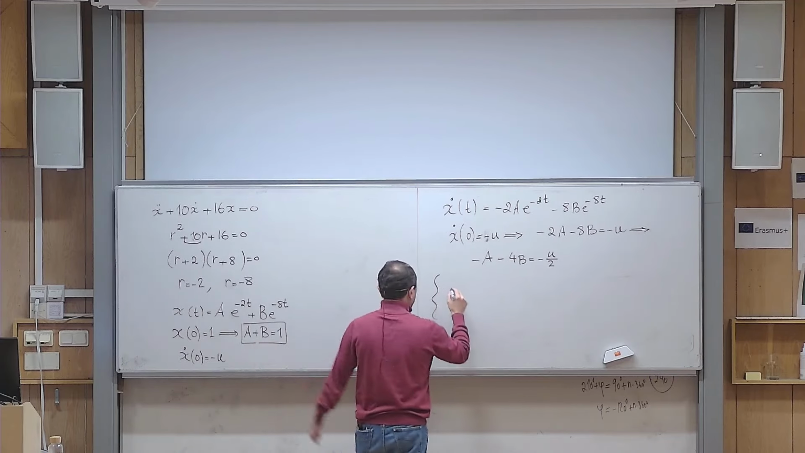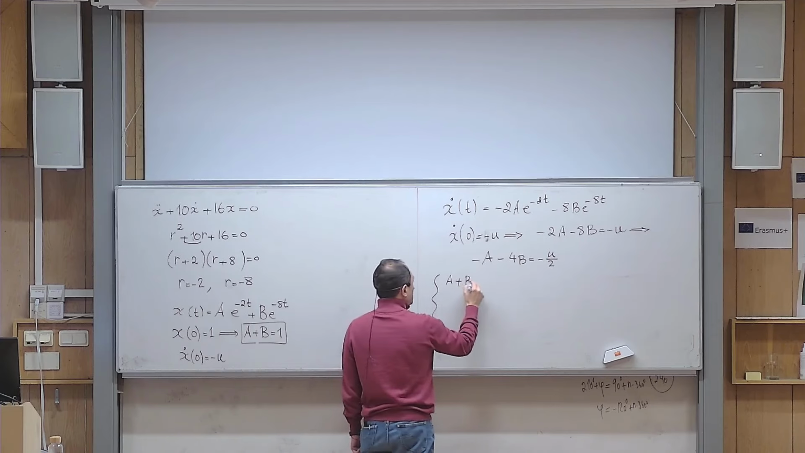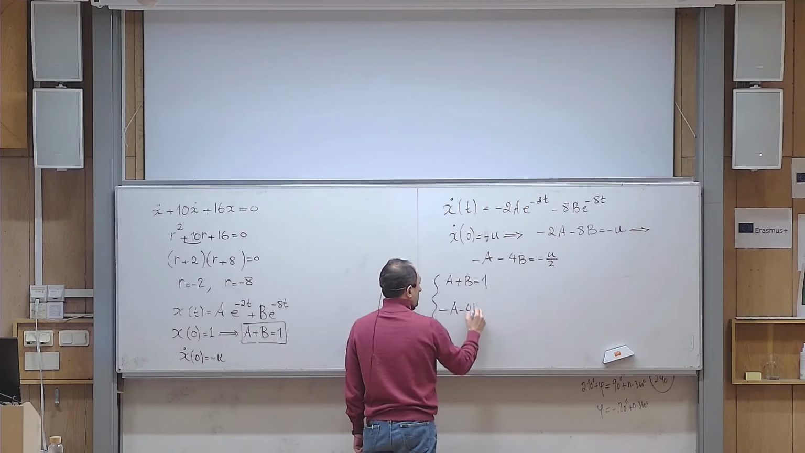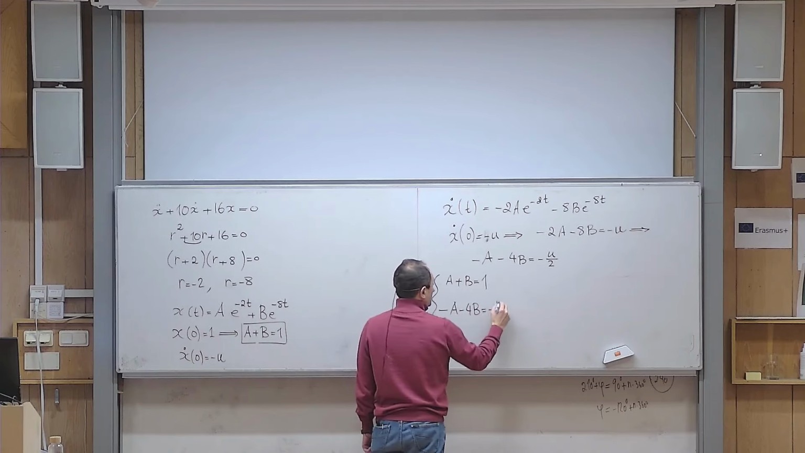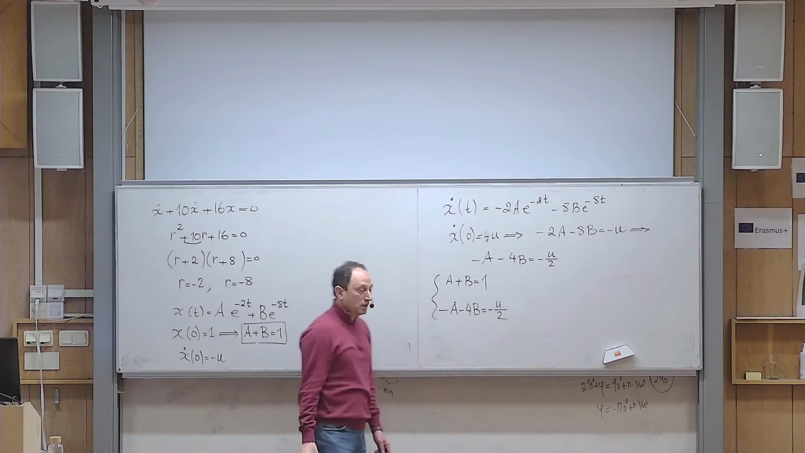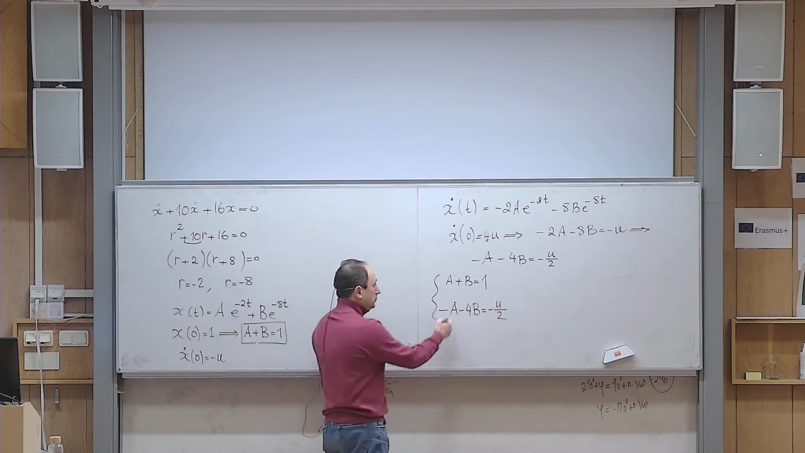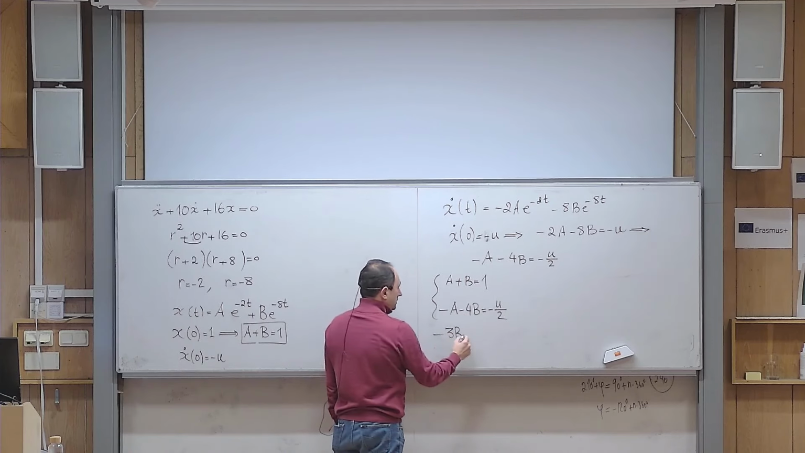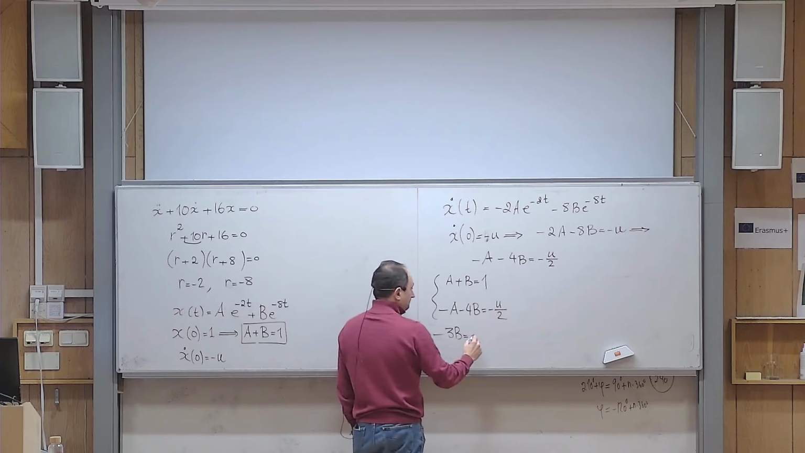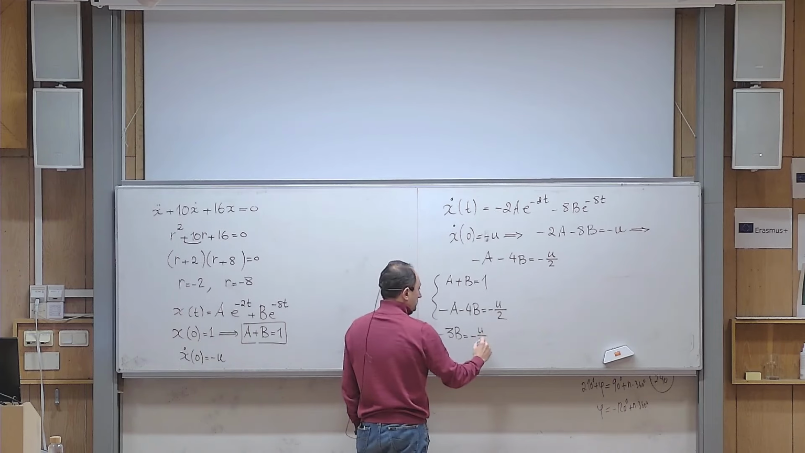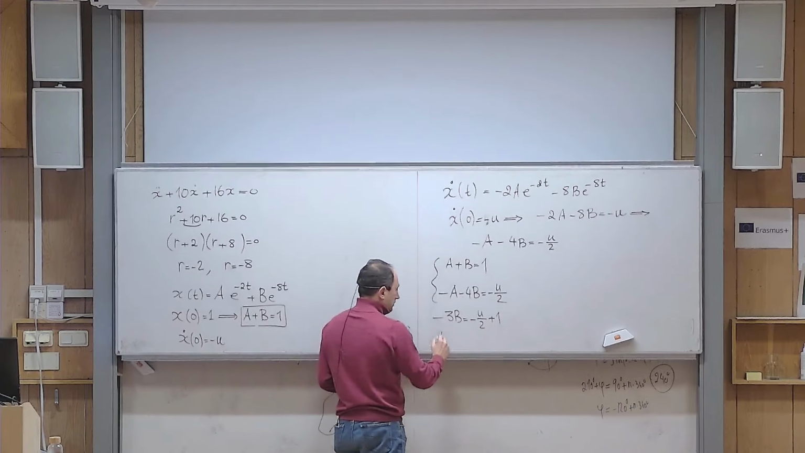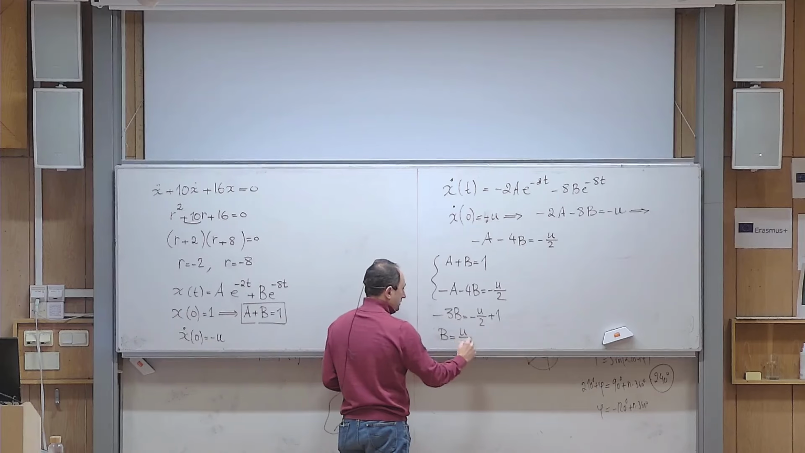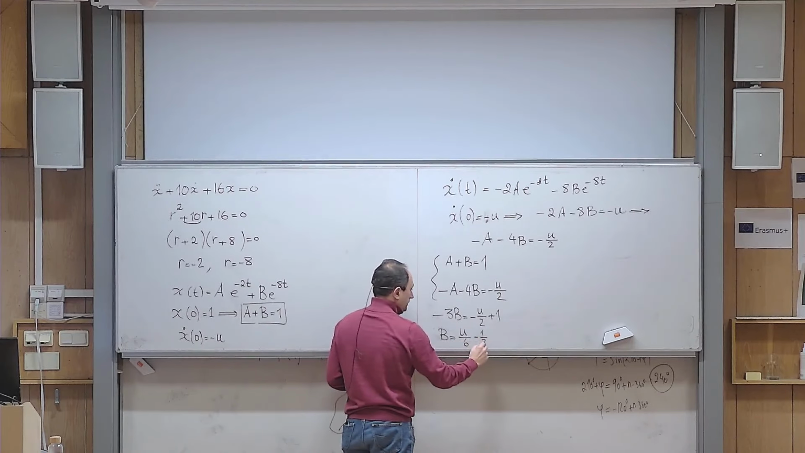The first equation is a plus b equals 1. The second equation is minus a minus 4b equals minus u over 2. And then I add them, for example, a and a are gone, so this becomes minus 3b. Then it becomes minus u over 2 plus 1. And I divide everything by minus 3, so b becomes positive u over 6 minus 1 over 3.